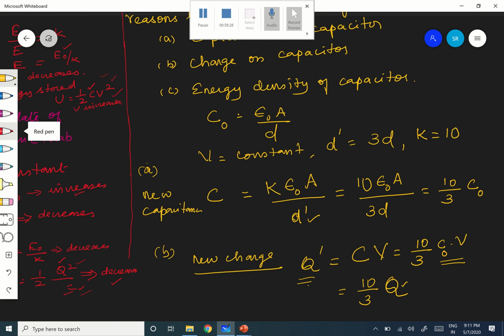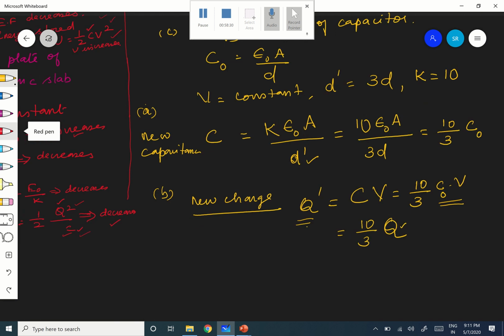Okay, this is the next one: the energy density, usually small u. What is energy density? What will happen to the new energy density? How will the following be affected? Therefore, the new energy density.